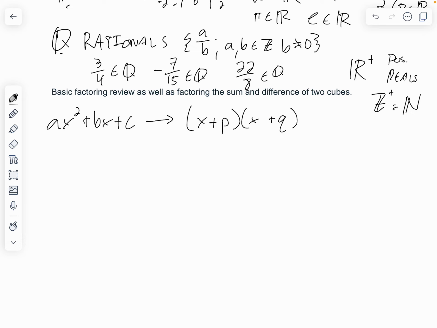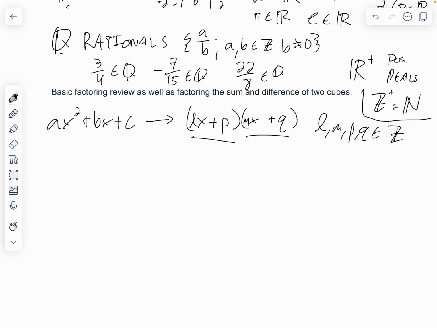You might have something in the front of this too. Let's say there's an L here and an M here, right? And L, M, P, and Q, you want all of those to be integers, right? So whenever we're factoring, these are factors, right?